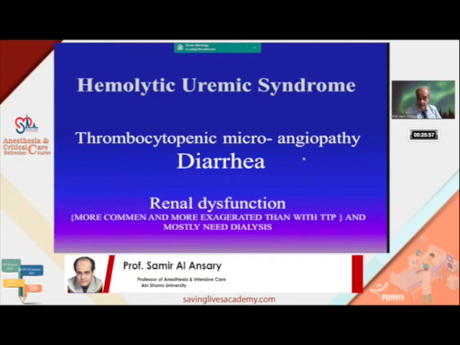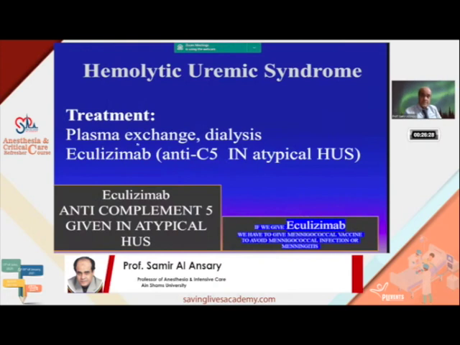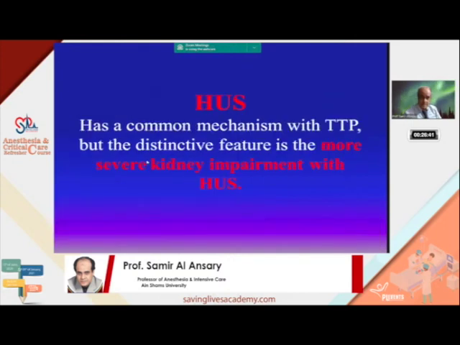Hemolytic uremic syndrome is also a thrombotic microangiopathy: aggregation of platelets inside the vasculature, clogging and blocking the vessels, with thrombi and so on, and ischemia, so it needs urgent management. Renal dysfunction is prominent in this syndrome, more common and more exaggerated than with TTP. Most need dialysis. In treatment, plasma exchange, dialysis, or we can use eculizumab, anti-C5, in atypical HUS, and we also have to vaccinate the patient with meningococcal vaccine against meningococcal meningitis.